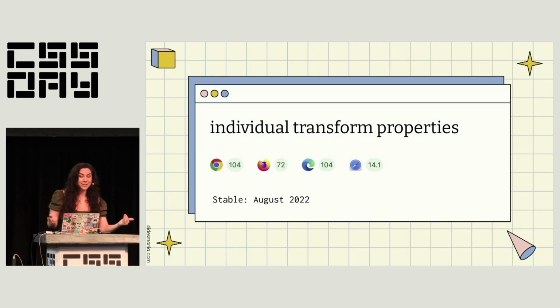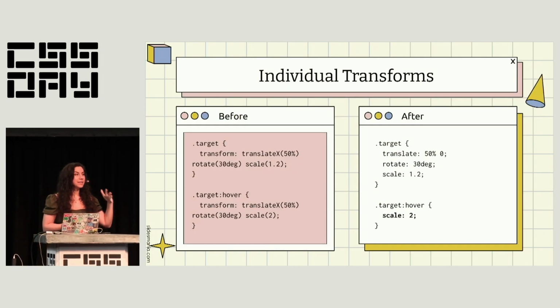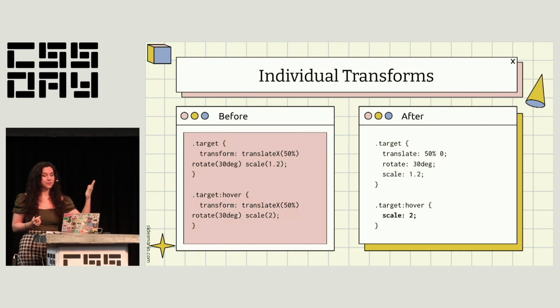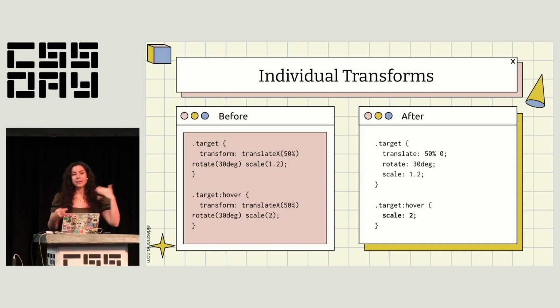We also fixed transforms on the web with individual transforms. So we no longer have to set up all of our transforms in a transform function, one transform property, which doesn't work. We can now break them out into individual transforms like translate, rotate, scale.